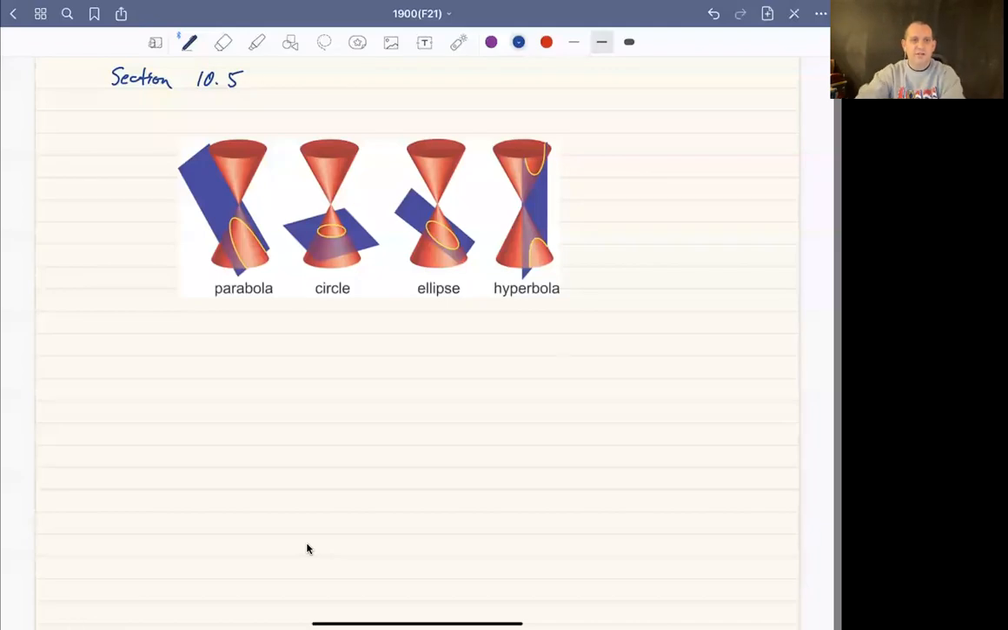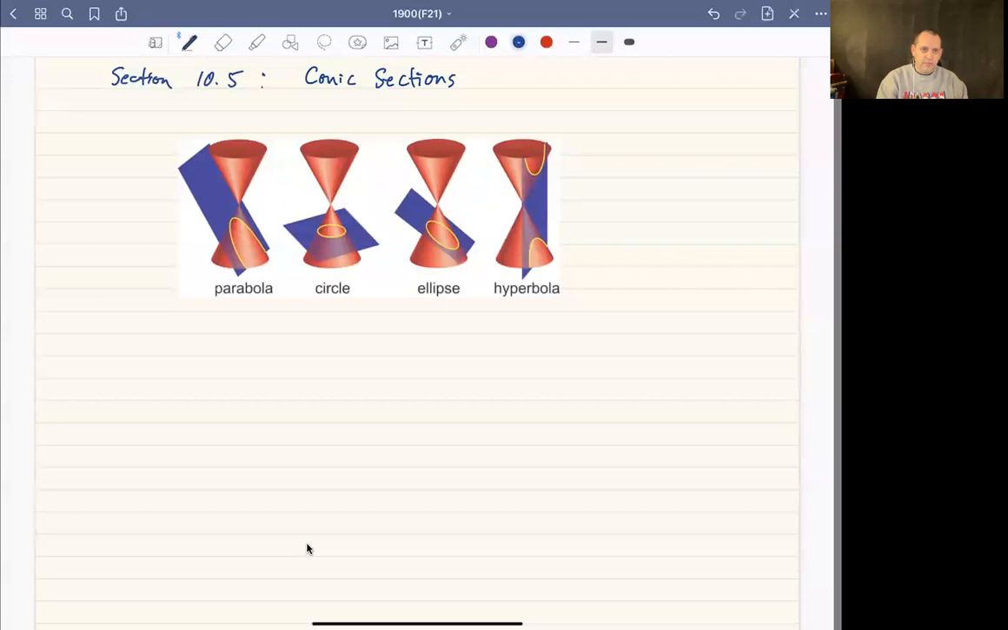So in this video, I want to start talking about section 10.5, which is all about what are called conic sections. We get the name by, if you think about a cone, and so here I have one cone stacked on top of another cone, and then you take a plane, just a sheet of paper or any flat two-dimensional thing, and you intersect the cone, you get certain shapes, and these are all familiar shapes or shapes of things that you've seen before.